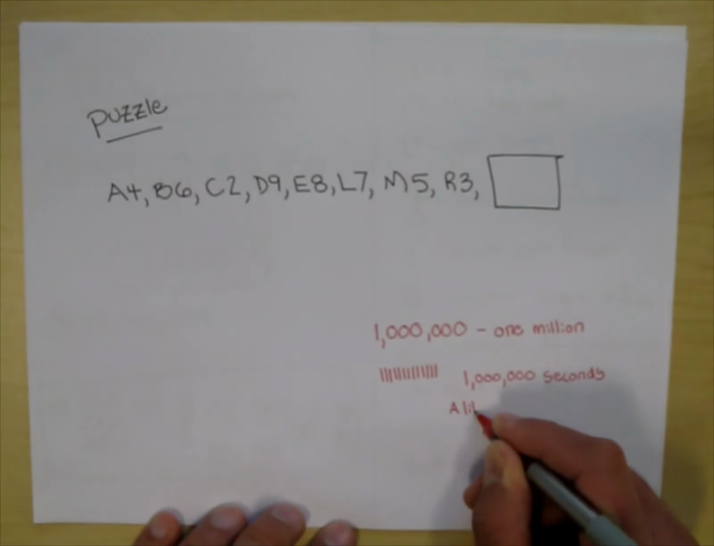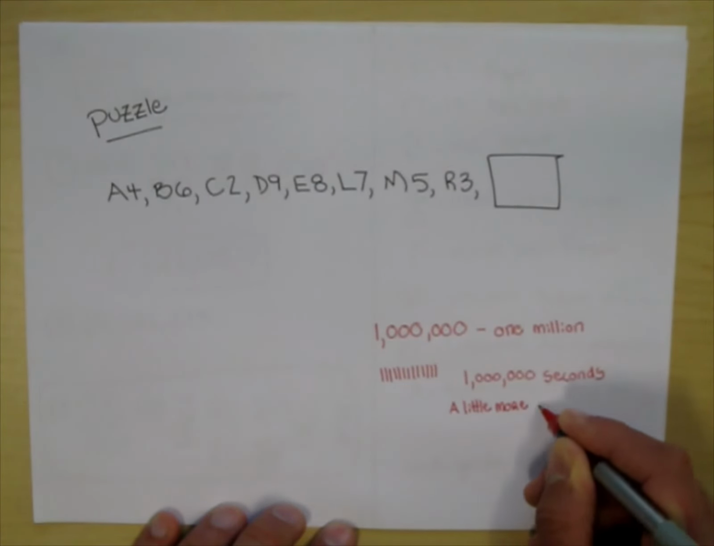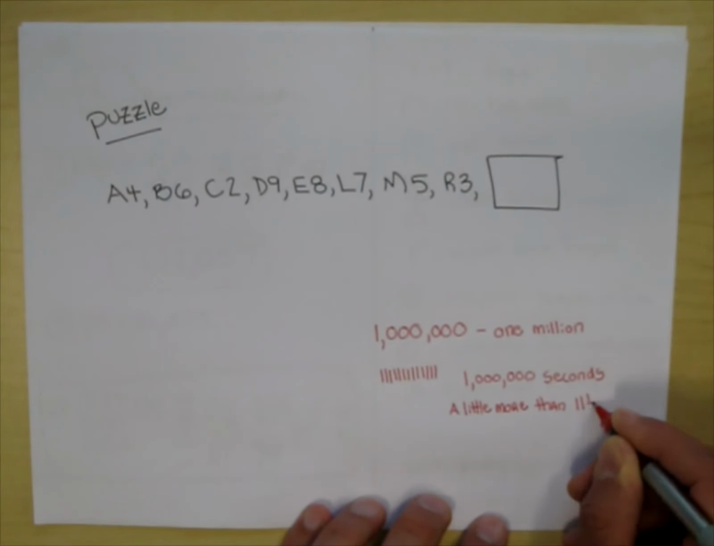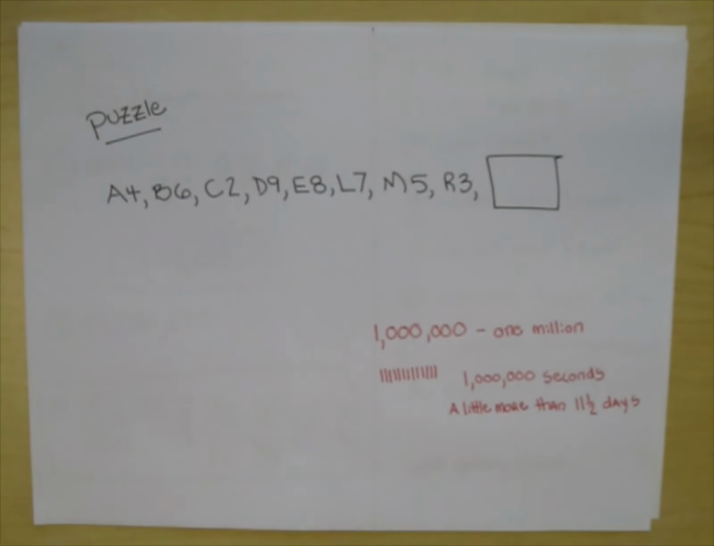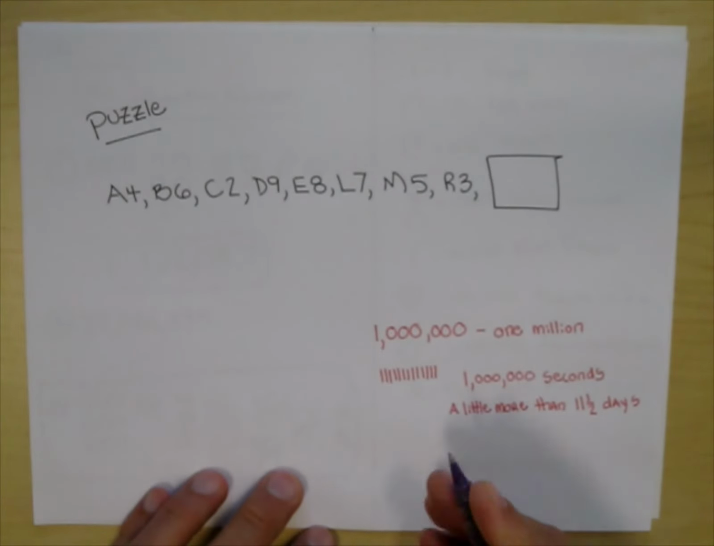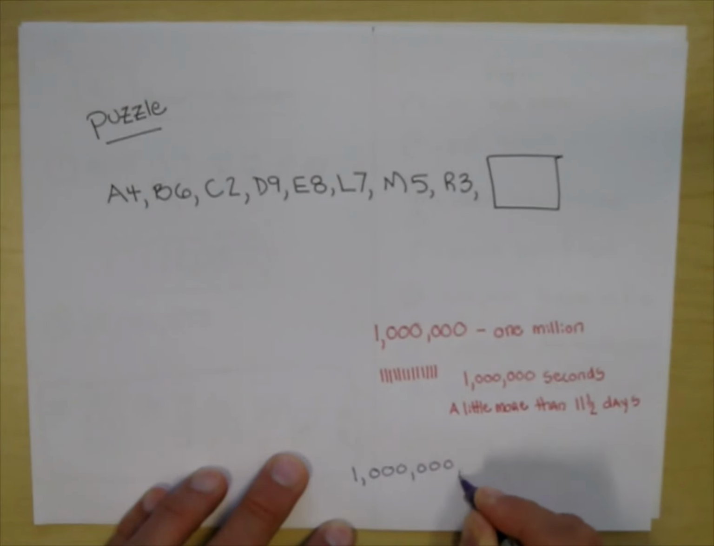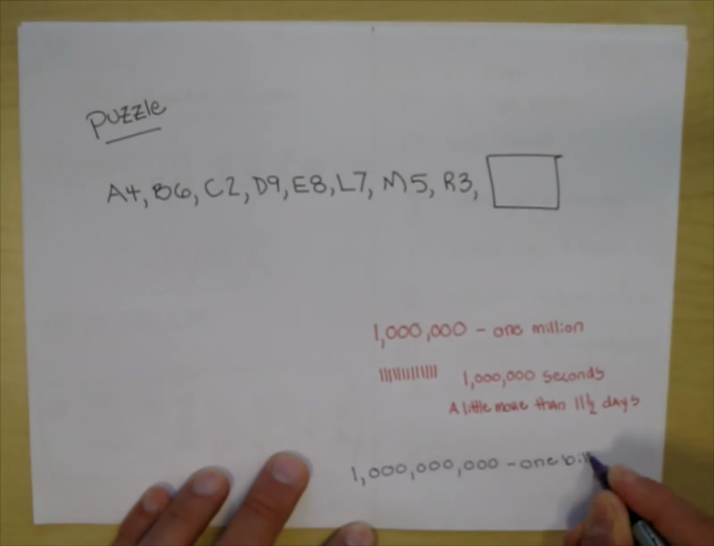So I'll say that: a little more than 11.5 days. Okay, we'll change the color now. So what I'm going to do to this 1 million is add 3 more zeros to it. And this is going to give me 1 billion.